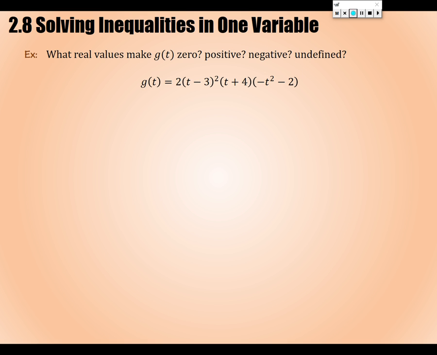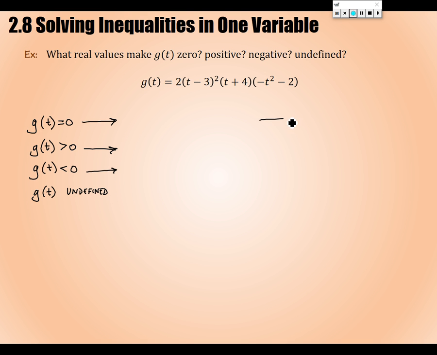Practice. All right, so we're looking for, again, and I'll call on some people in a minute here. Again, where is g of t greater than 0? Where is it? Greater than 0? Less than 0? And we'll maybe already get our number line set up here.